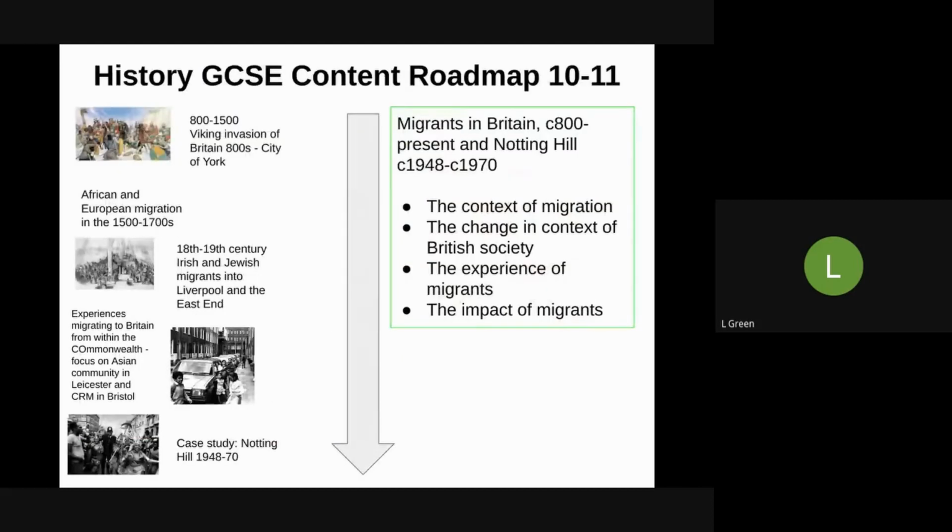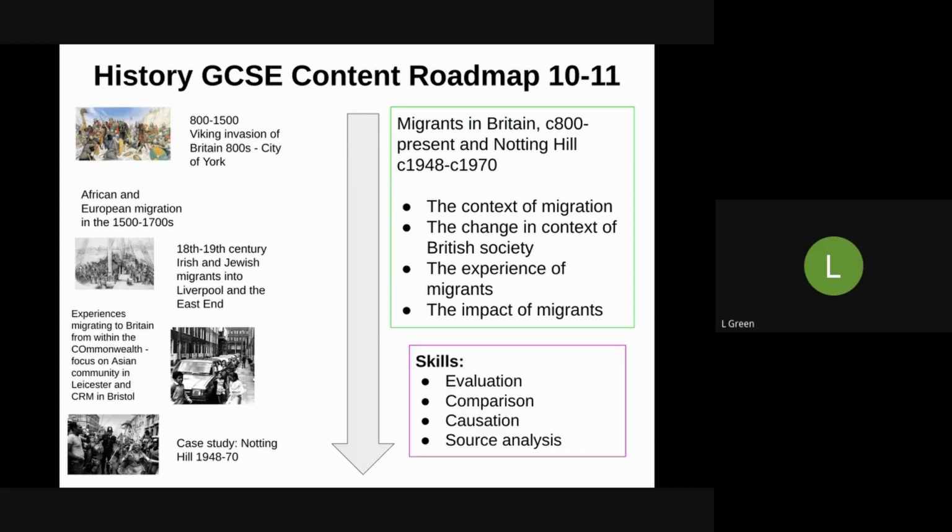So I'm just going to quickly talk you through the roadmap of study. First of all, in Year 10, you'll study migration to Britain 800 to present. So you'll see over here on the left-hand side, we go from the Vikings to the Renaissance era, to the industrial era, to the modern era, and then what's been happening from the mid-century in Notting Hill. We look at the context of migration, the change in society in Britain, the experience of migrants, and the impact of migrants. Some of the skills that you use here include evaluation, comparison, causation, and source analysis.